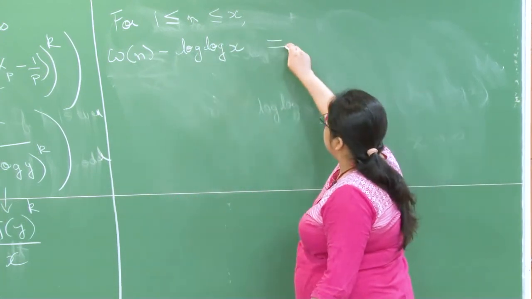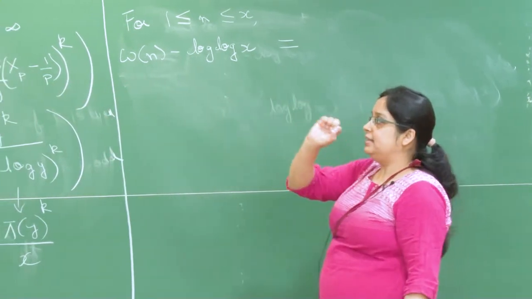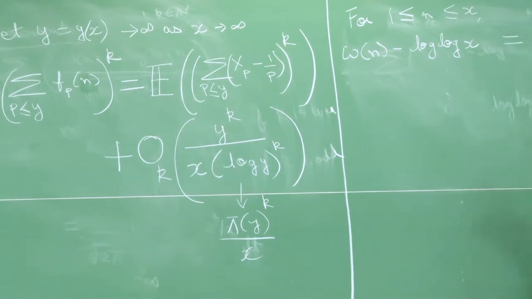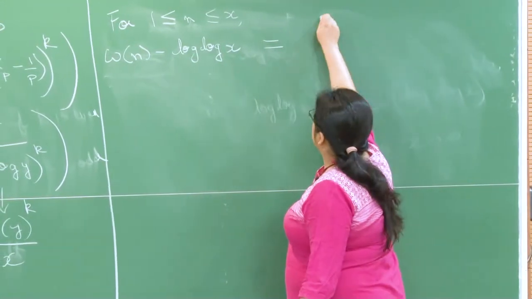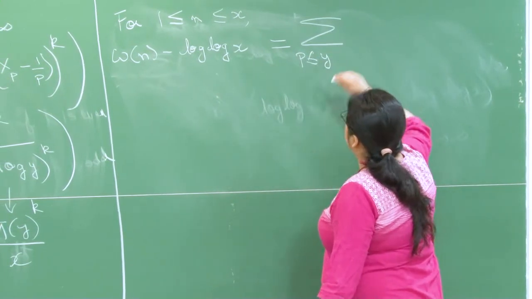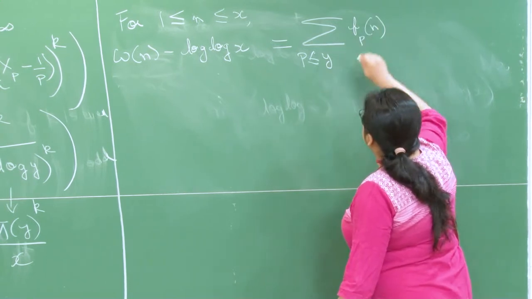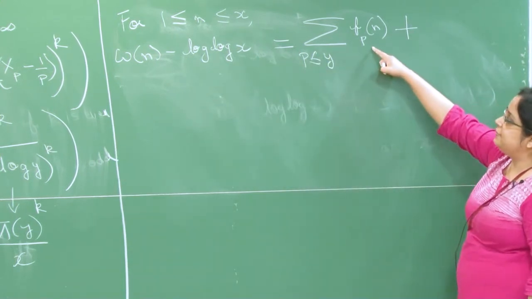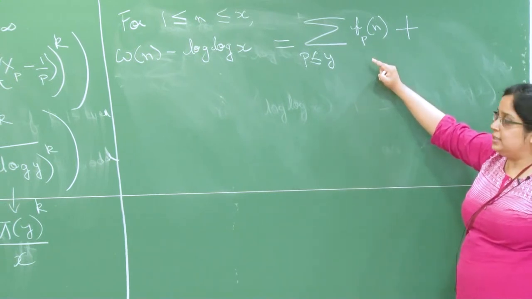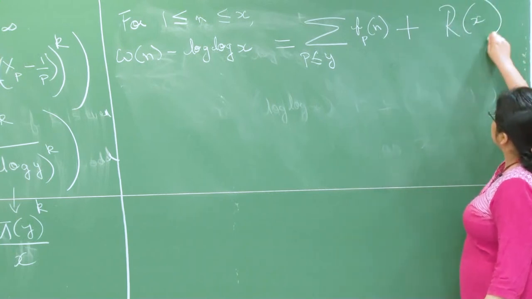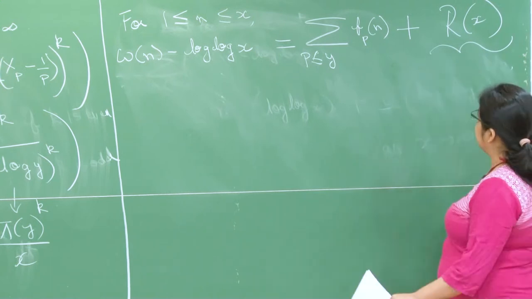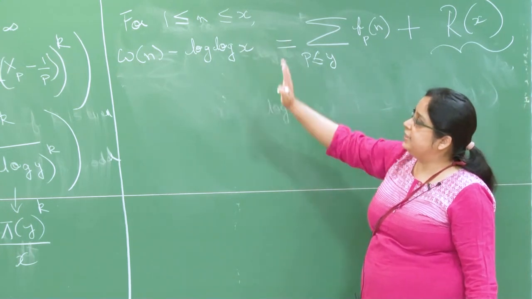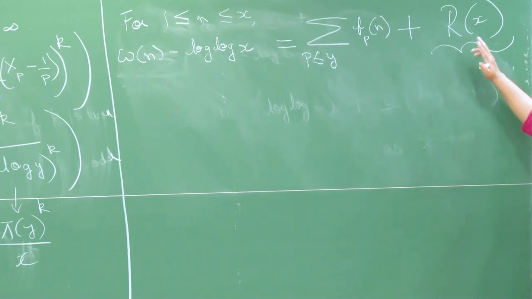is equal to, with y as chosen above, y is something that goes to infinity. Typically y won't be as big as x; it would be smaller than x, but it would be a function of x that grows to infinity along with x. So this is equal to the sum over p less than or equal to y of f sub p of n, plus a remainder. I want to write this as a sum of these f sub p's, but it won't obviously be an exact equality. There will be some remainder r of x, which would be uniform in your choice of n. It will work for any n between 1 and x. It will not depend on n. It will be a uniform function of x.